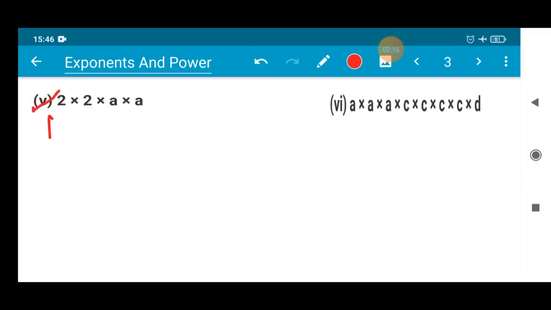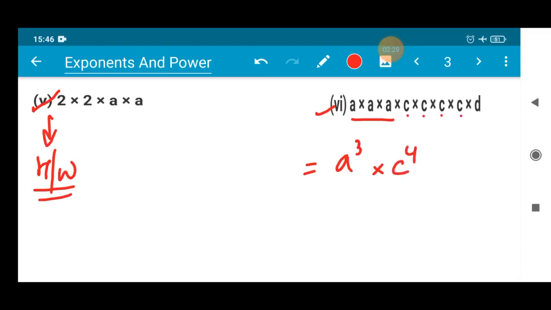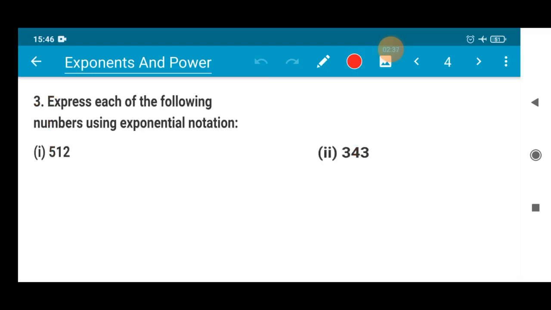Number 5, I request you all to do it yourself. This is your home assignment. Number 6 I am doing right now. Number 6, you can see here that there are 3 a's, so a cube can be written. There are 1 2 3 4 c's, so you can write c to the power 4, and only 1 d, so it can be written as a cube c to the power 4 into d. Okay, we are over with question number 2.